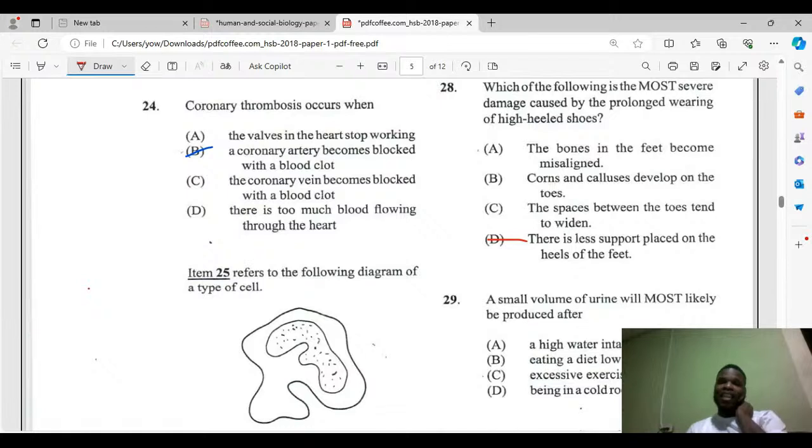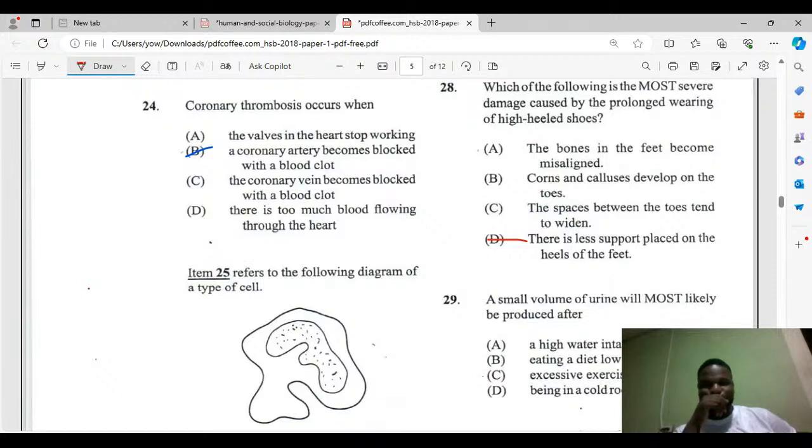Because when you wear high heels, there is less support placed on the heels of the feet. So when you wear high heels, remember that your heels are in the air. So there's less support placed there. That's the best answer there.